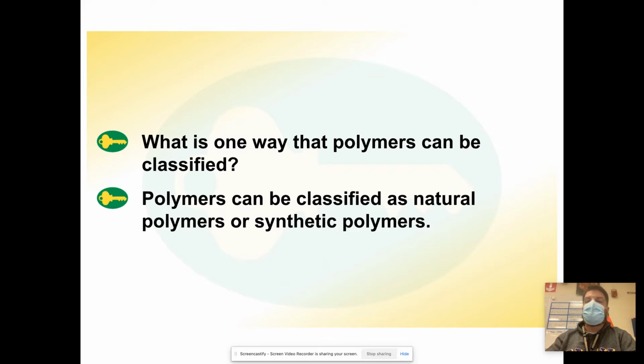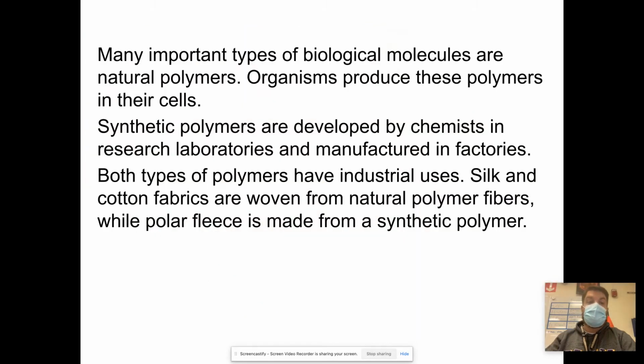So what is one way to classify polymers? Well, polymers can be classified as either natural polymers or synthetic. Natural means that they just occur in nature. We have them in our bodies. They're in food and stuff like that. And then synthetic is something that human beings make, and we'll talk about both today.